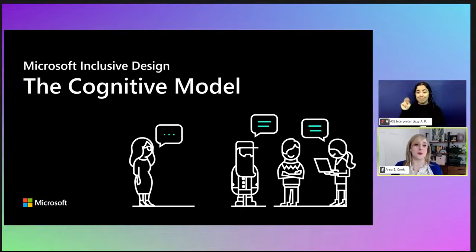And I'm thrilled to talk about Microsoft's new inclusive design resources on the cognitive model. I've used Microsoft's inclusive design resources for years to educate myself and others about inclusive design. And as a designer who's neurodivergent, these guidelines have helped me communicate about cognitive inclusion in a way that I've never been able to before. So to be able to help build these resources and share them all with you today, it really means a lot to me.